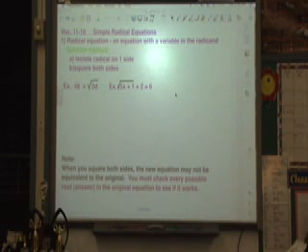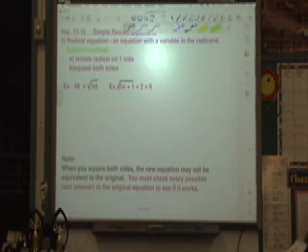Section 11.10 is simplifying radical equations. A radical equation is an equation with a variable in the radicand. And the way to solve these is first isolate everything under the square root sign or the radical sign on one side. And then you square both sides, and that'll eliminate the radical sign. So this one, the square root of 2d is isolated, there's nothing else with it, so I'm going to square both sides.